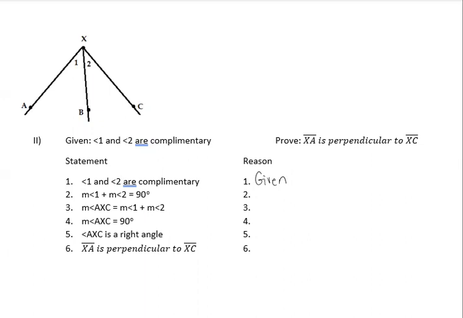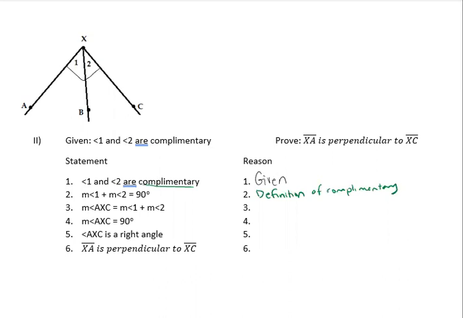Now the next one says that the measure of angle 1 plus the measure of angle 2 equals 90 degrees. Well, how come we can say that the measure of angle 1 and the measure of angle 2 equals 90 degrees? Well, that's what complementary means. In other words, that's the definition of complementary. So sometimes we just have to state the obvious. We said they were complementary, but what does that mean? It means that they add up to 90 degrees.